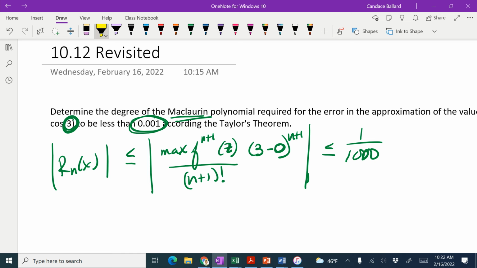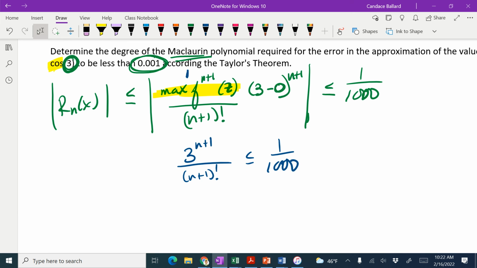Let's talk about this piece here for cosine. What is the biggest that maximum value can be for cosine? What did we learn yesterday? It's going to be 1. So that basically disappears because it's a 1, right? So we know we're going to substitute 1 in for this. And then this is just going to be 3 to the n plus 1 over n plus 1 factorial. We want that to be less than or equal to 1 over 1000.